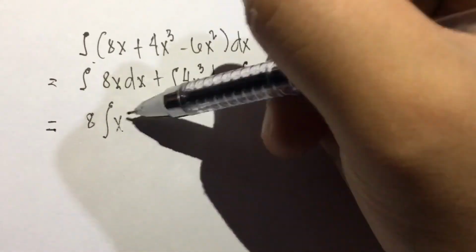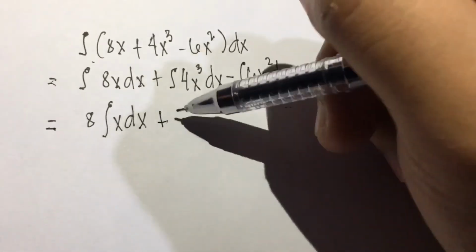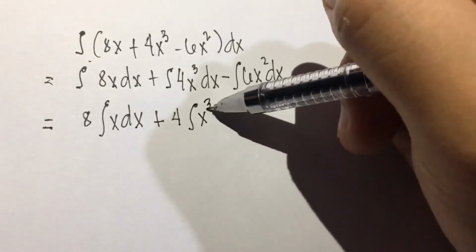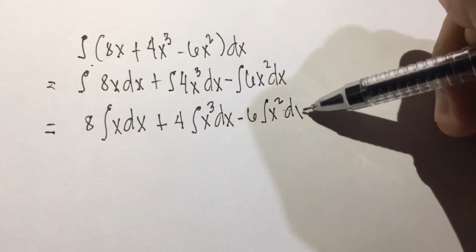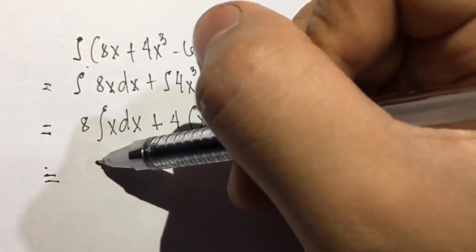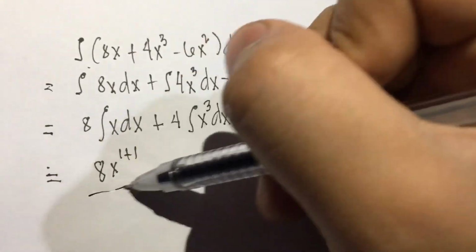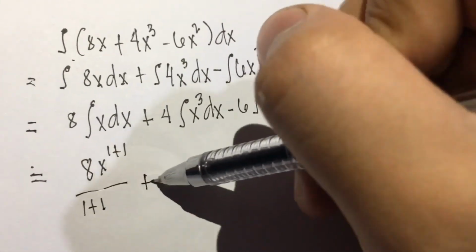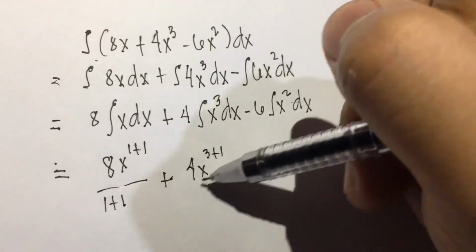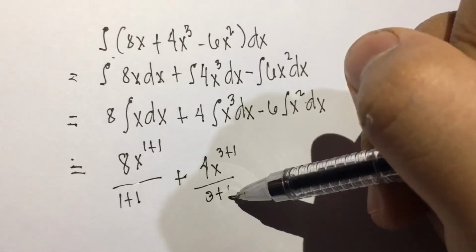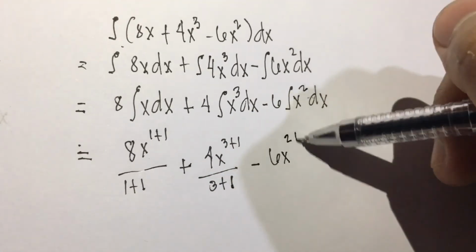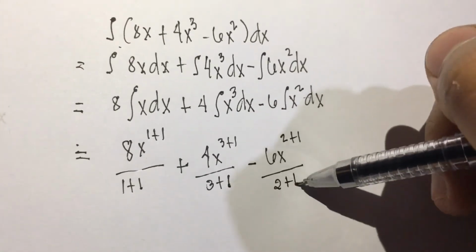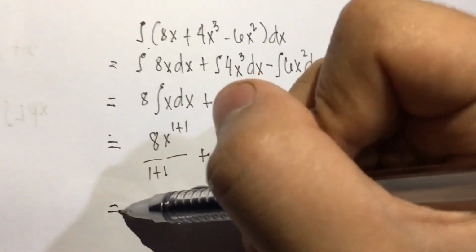Second, we need to apply the constant coefficient rule. Lastly, we just have to apply the power rule. Then simplify.